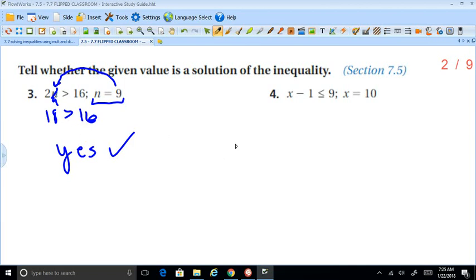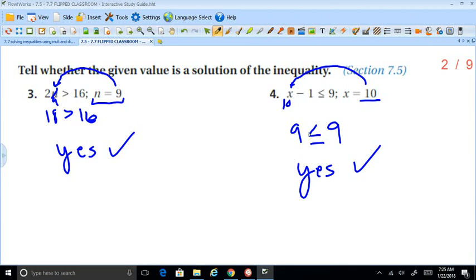Number 4, x minus 1 is less than or equal to 9. This time, x equals 10. So let's plug a 10 in. 10 minus 1 is 9. Is 9 less than or equal to 9? The answer, once again, is yes. It's not less than 9, but it is exactly equal, so therefore it does work.